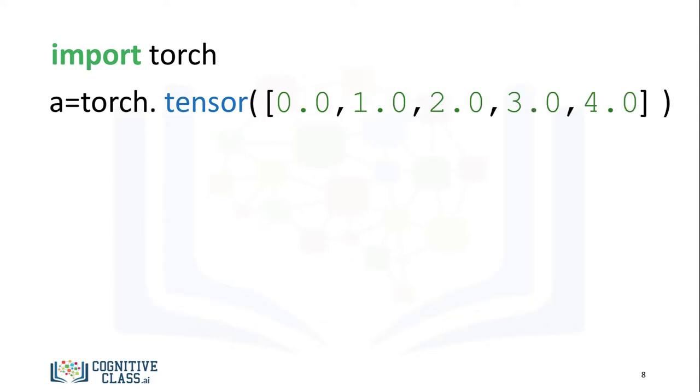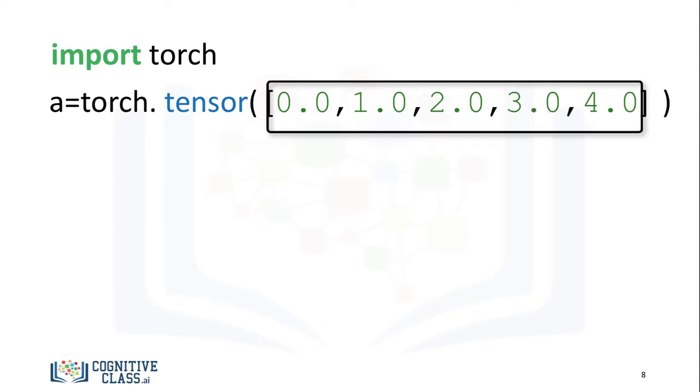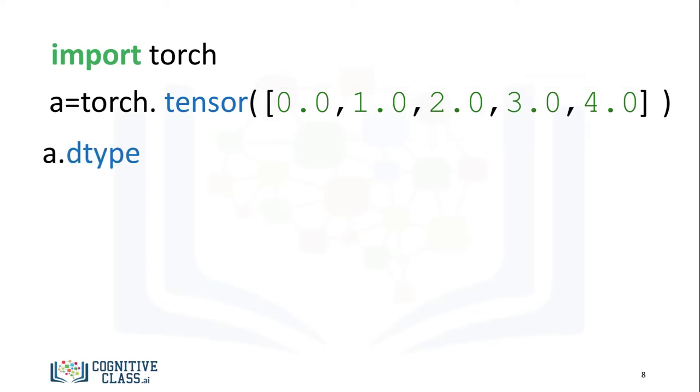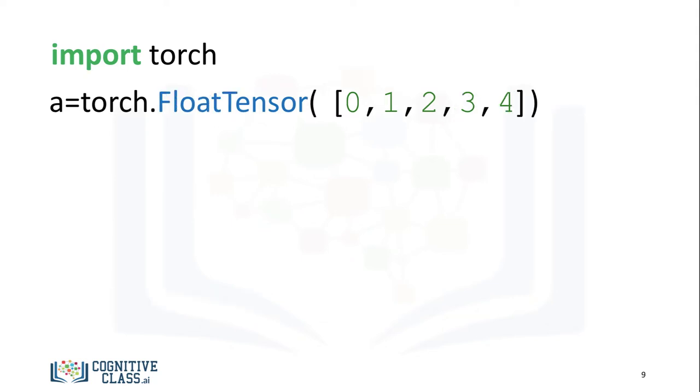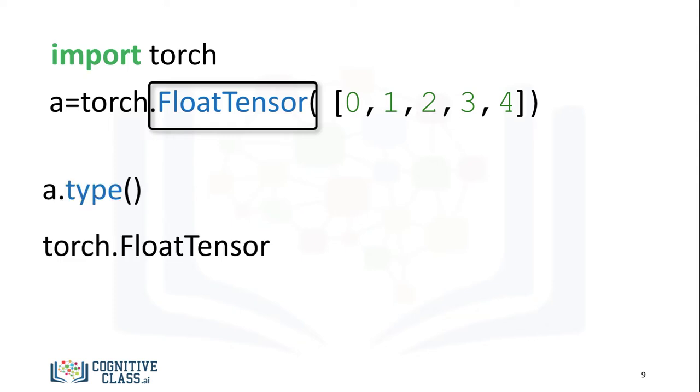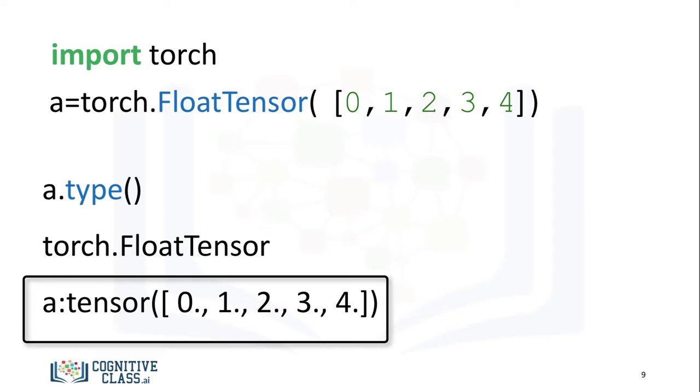In this example, we create a float tensor, as the elements in the list are floats. We can use the data attribute dtype to find the data stored within the tensor. In this case, the type is float32. We can use a method type to find the type of tensor. In this case, it's a float tensor. We can explicitly create a tensor of a specific type. In this example, we create a float tensor by using the function FloatTensor. When we check the type of the tensor, we get a float tensor. We can see the tensor has decimals when printing it out.